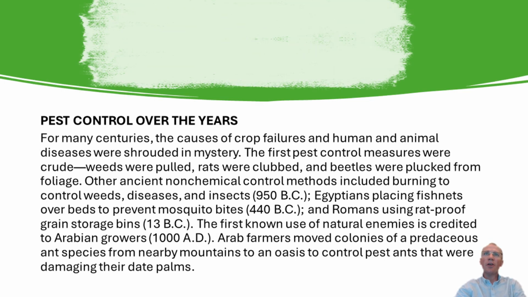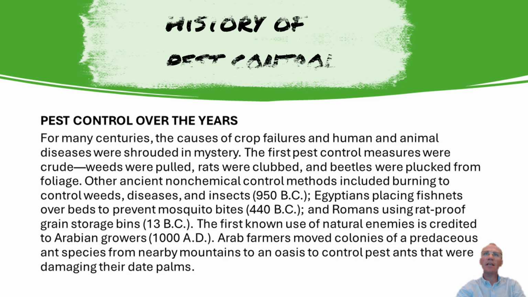Pest control over the years. For many centuries, the causes of crop failures and human and animal diseases were shrouded in mystery. The first pest control measures were crude: weeds were pulled, rats were clubbed, and beetles were plucked from foliage. Other ancient, non-chemical control methods included burning to control weeds, diseases, and insects, 950 BC; Egyptians placing fish nets over beds to prevent mosquito bites, 440 BC; and Romans using rat-proof grain storage bins, 13 BC.